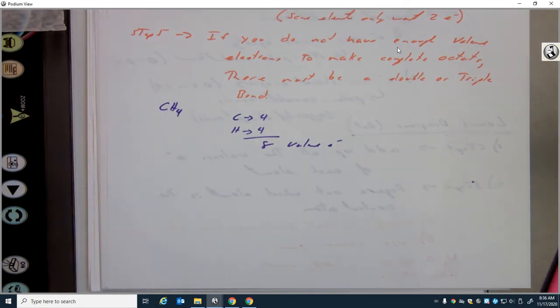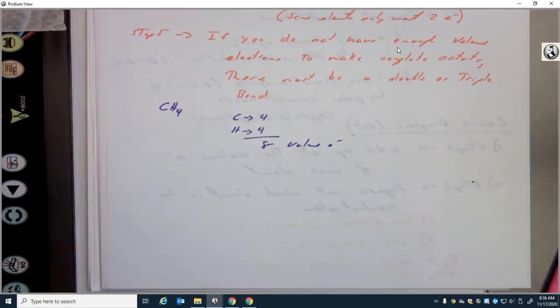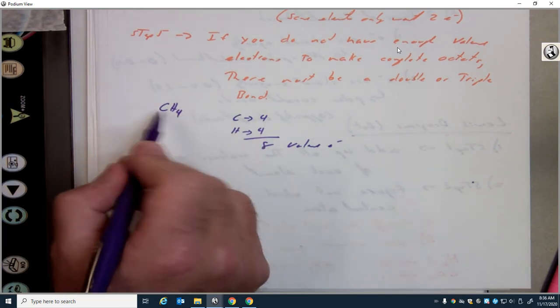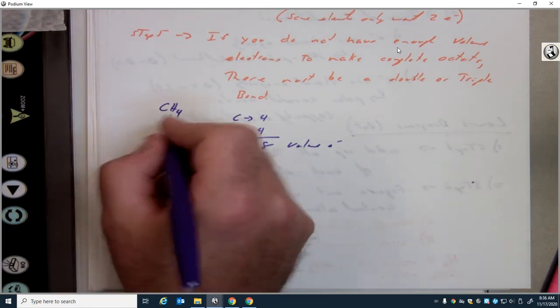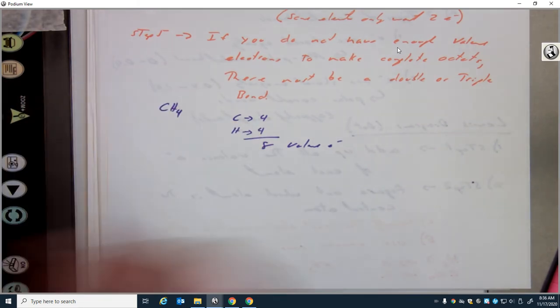That's it. So now, the next thing I want to figure out is what my central atom is. Again, this is common sense. I have 1 carbon and 4 hydrogens. Probably the carbon's going to be in the middle.